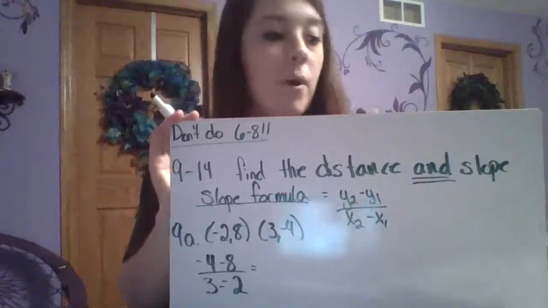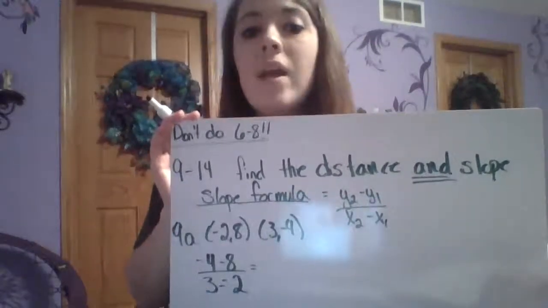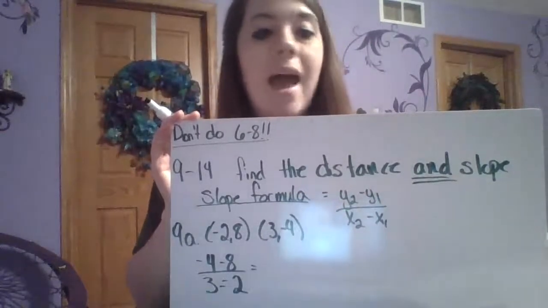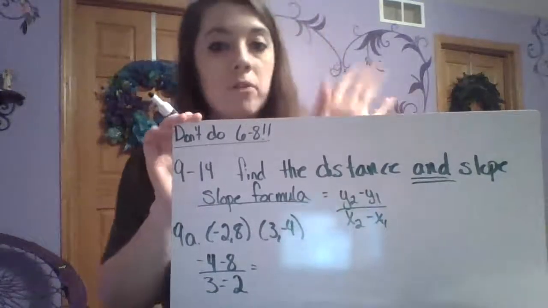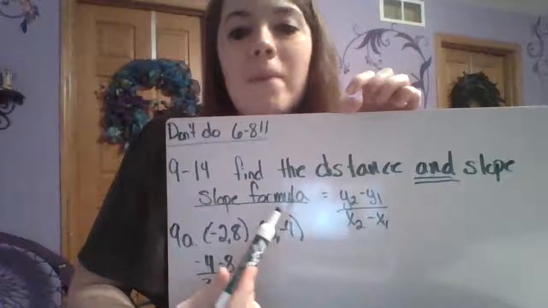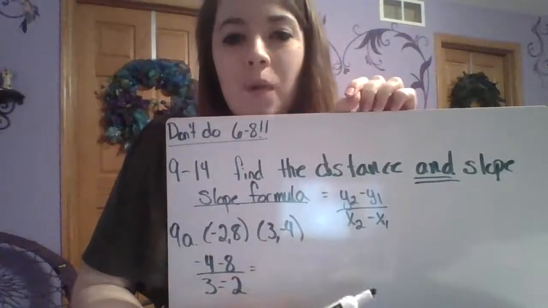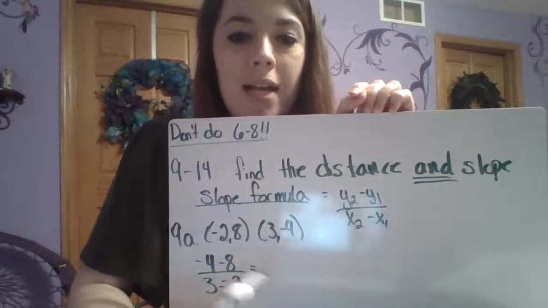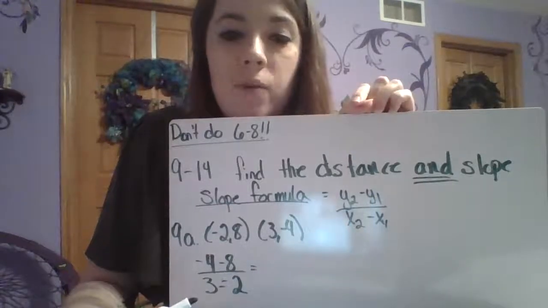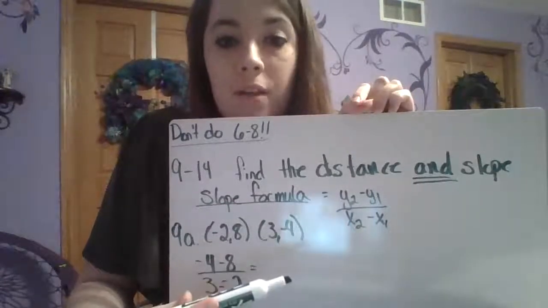We've done this before. We've done this multiple times, actually. We are finding the distance and the slope between the 2 points. So my hope is you're pretty comfortable with this. Remember, slope formula is y2 minus y1 over x2 minus x1. So if we look at number 9a, we have the point (-2, 8) and the point (3, -4).